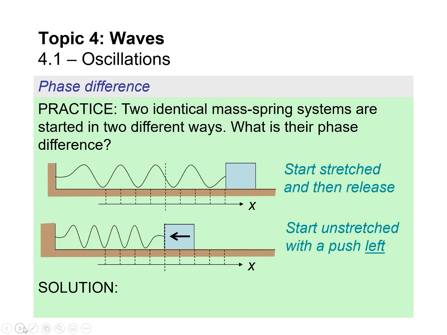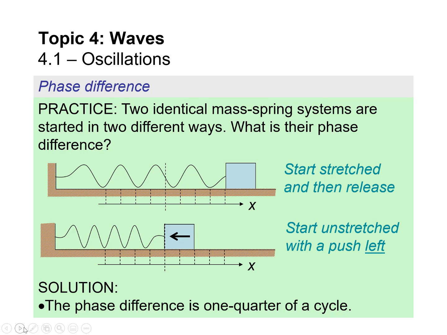Well, if we think about where they are in the motion, our phase difference is going to be 1/4 of a cycle. Because to get them synced up, this top one has to go an additional 1/4 of its cycle. A full cycle would be towards the middle, towards the left side, back towards the middle, back towards the right. So just going toward the middle is 1/4 of a cycle.